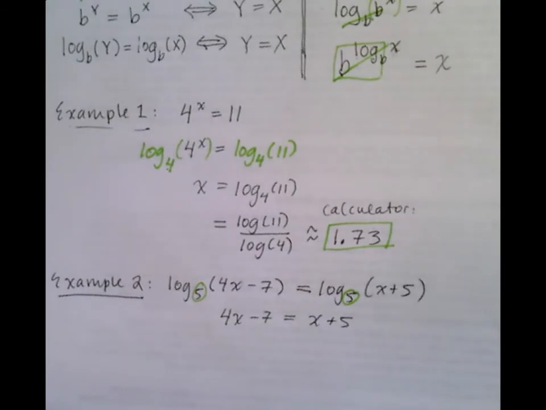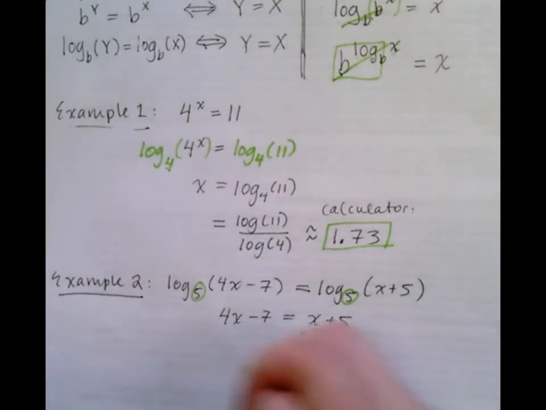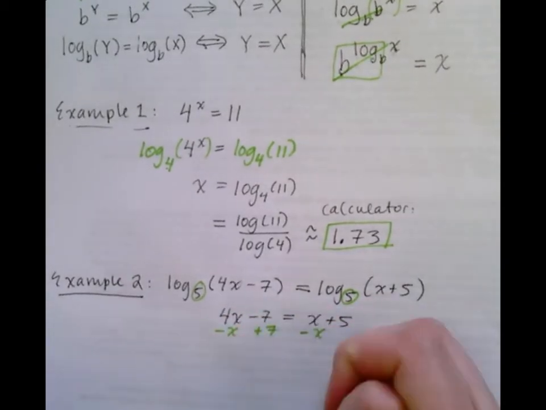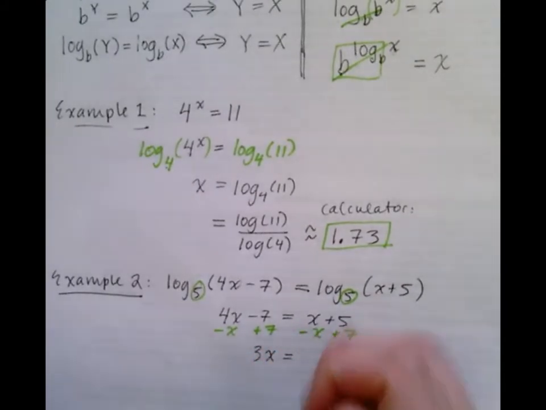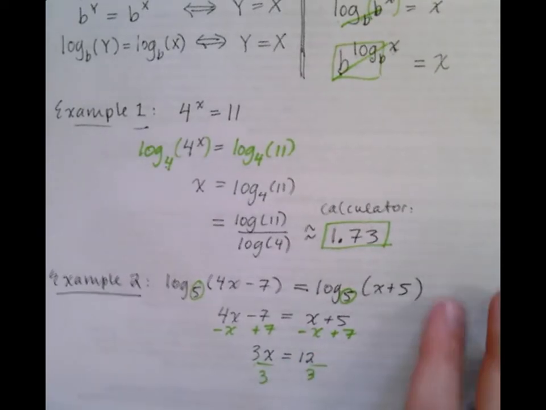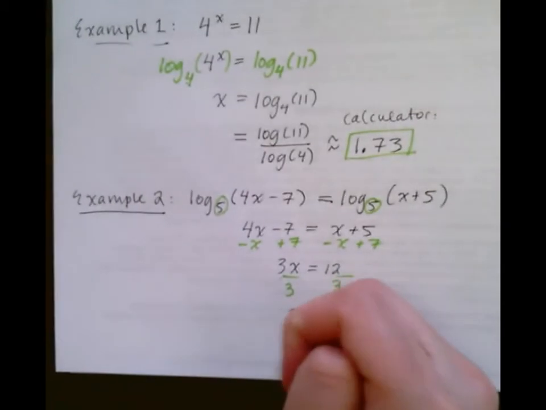So from there I would subtract x and add 7, and I get 3x is equal to 12. Dividing by 3, I get x is equal to 4.